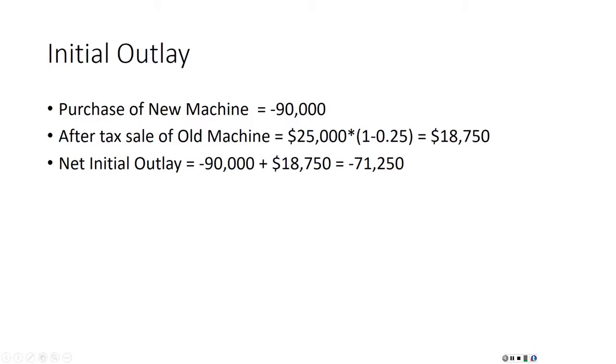Well, the initial outlay, if we purchase the new machine, will be $90,000, plus the after-tax sale of the old machine, which will be $25,000 times 1 minus the tax rate of 25%, so that they would realize a return of $18,750 on the old machine sale. So the net initial outlay would be a negative $71,250.